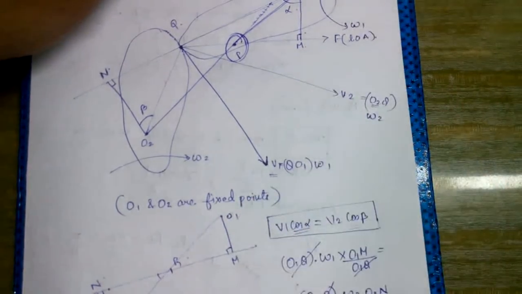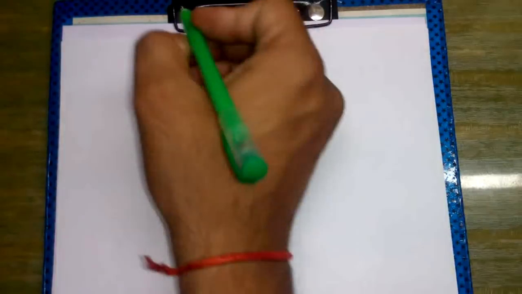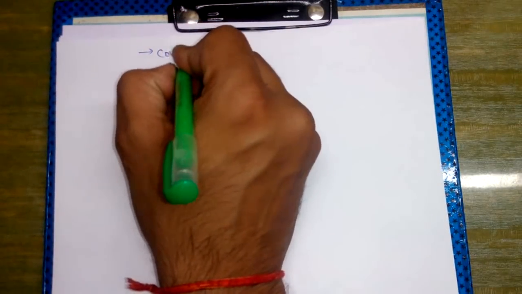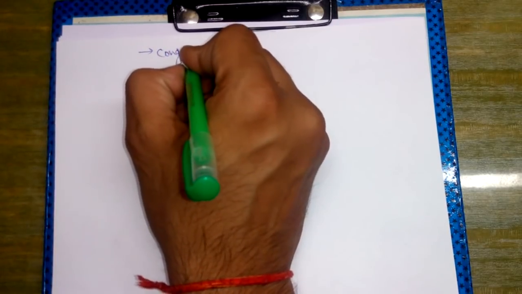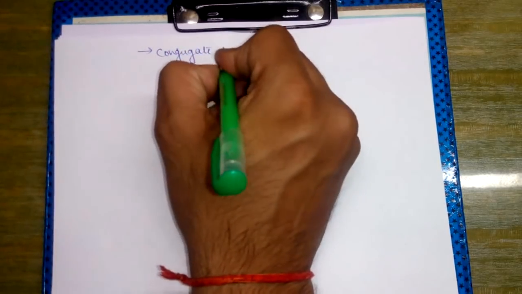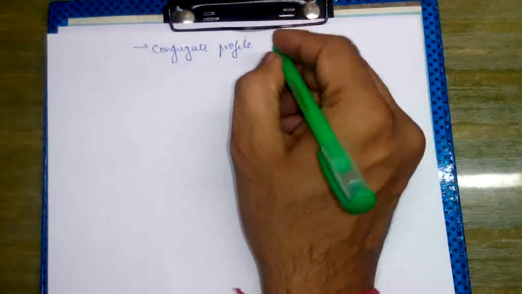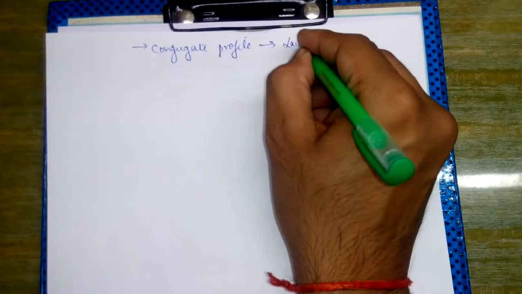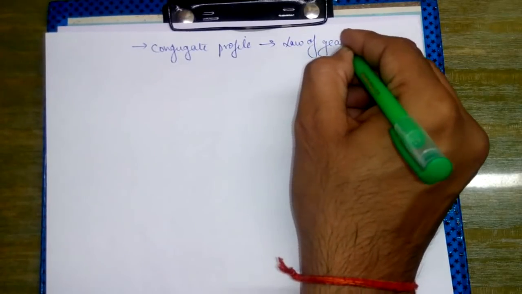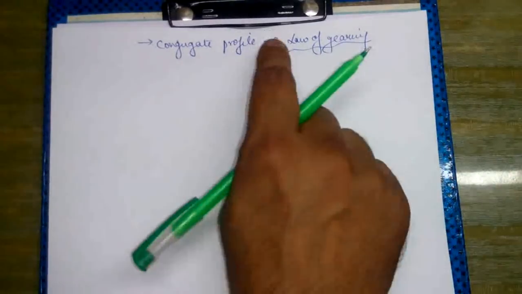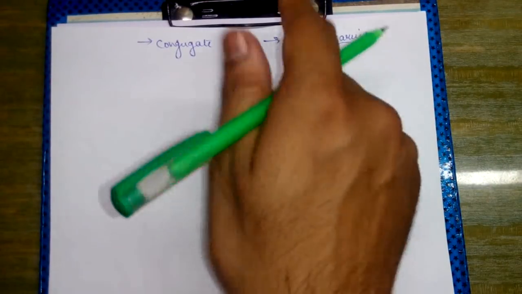Law of gearing हमेशा हमारा satisfied होना चाहिए, और इसी को मद्देनजर रखते हुए हम लोग अपनी gearing profiles को डिजाइन करते हैं. और जो हमारी conjugate profile होती है, conjugate profile, it is actually a profile which is satisfying the law of gearing. ये law of gearing को हमारा satisfy करता है. तो that is why we prefer the conjugate profile.